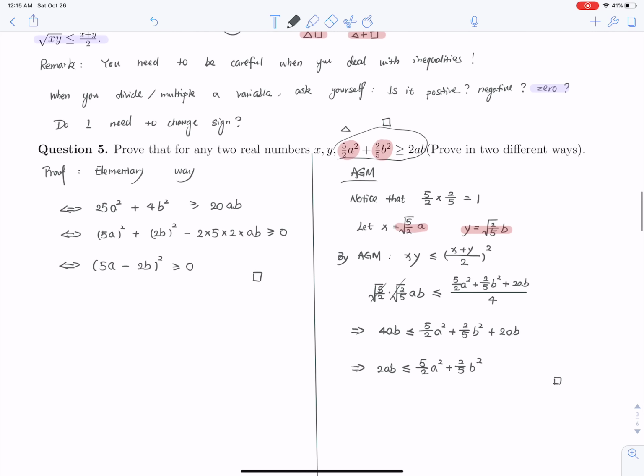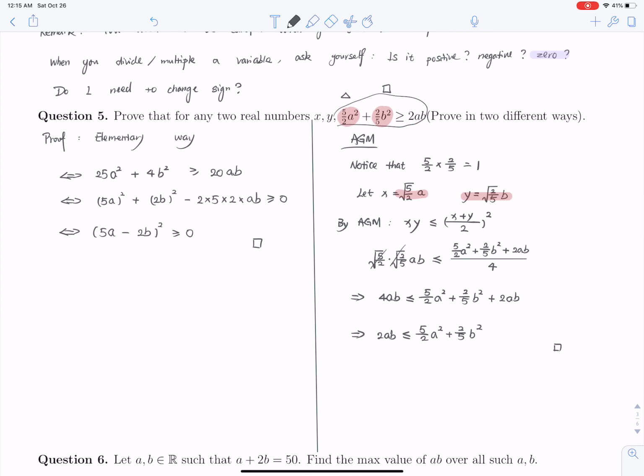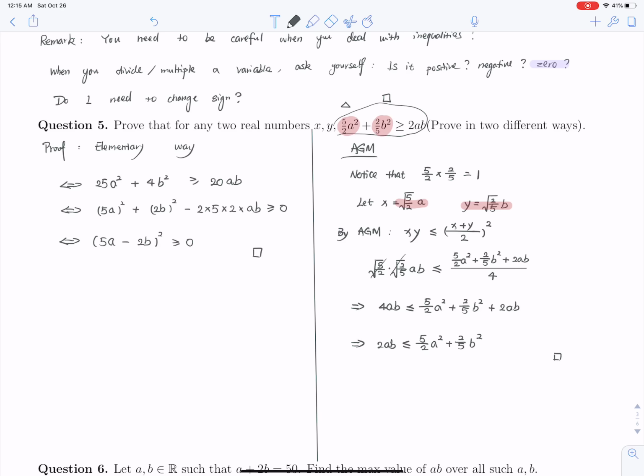So for AGM, I know a lot of you might struggle right now, but if you do more questions, you would get this intuition, okay? I hope eventually everyone can get this intuition, but you just need more practice.